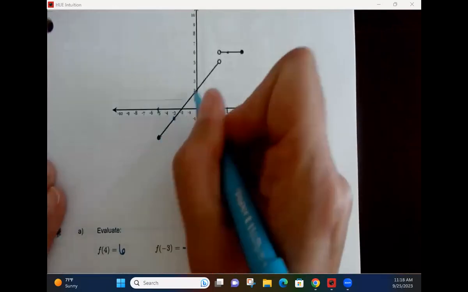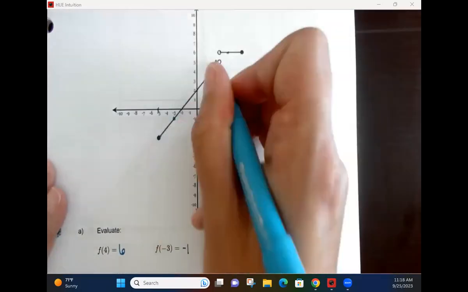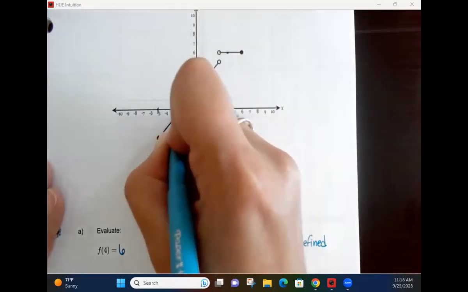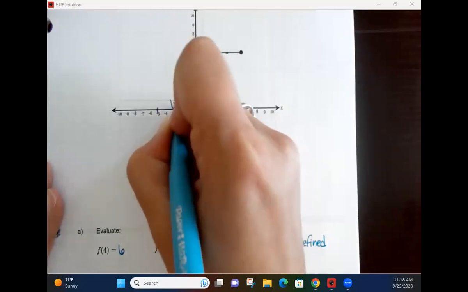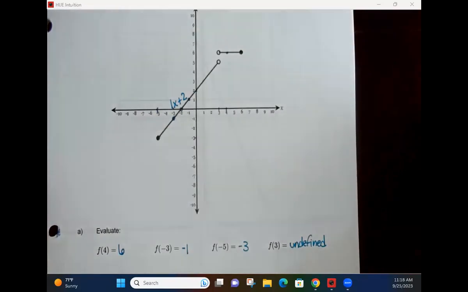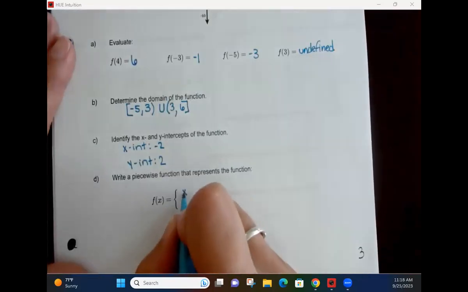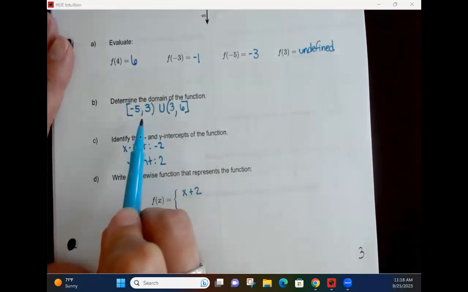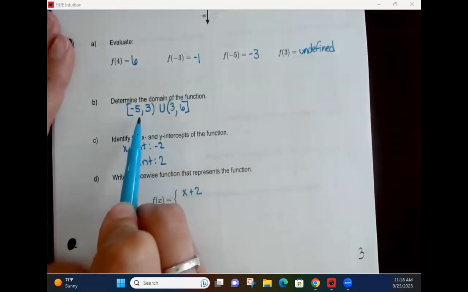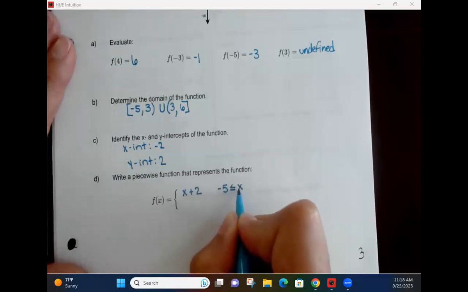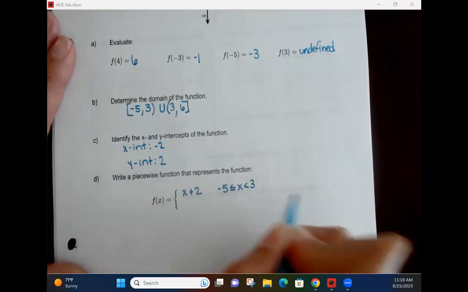So for the lower values in my domain, this is a line. It looks like a slope of 1 and a y-intercept of 2. So this would be the line 1x plus 2, or just x plus 2. And then when I tag the domain for a piecewise function, we use inequality notation. So this piece as an inequality would be -5 is less than or equal to x is less than 3.